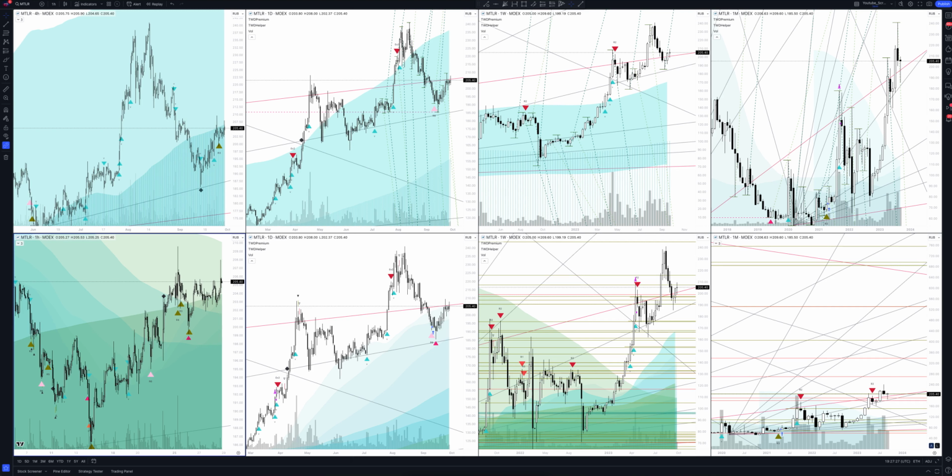Today we will take a look at Mechel stock. Let's analyze the market situation and find out how you can make money on it. Let's start.